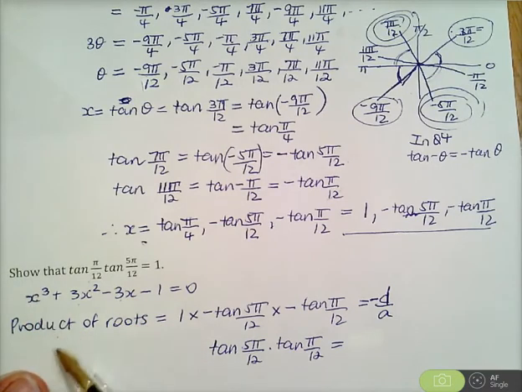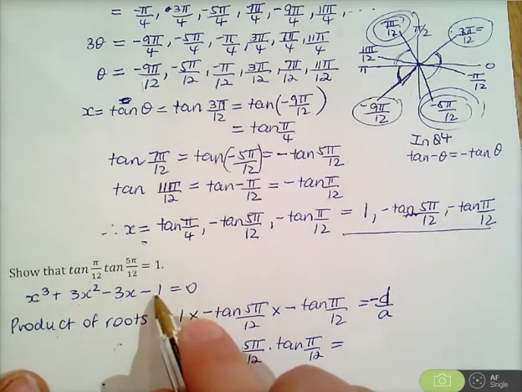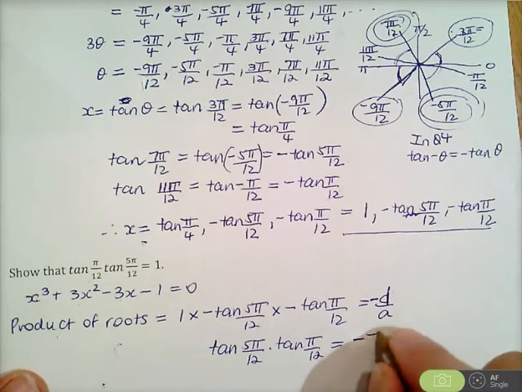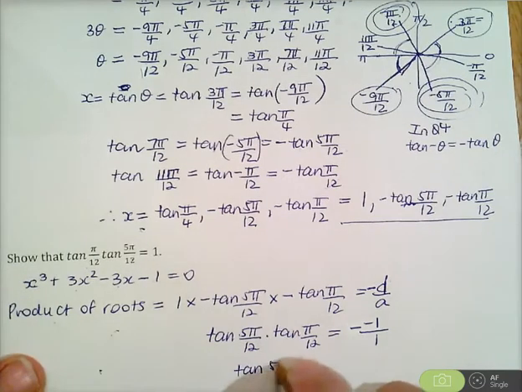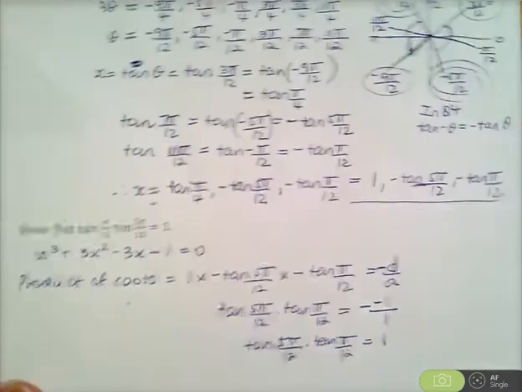So 1 at a time, sum of roots is minus B on A, product of roots 2 at a time is C on A, and 3 at a time, product of roots is minus D on A. So sorry for that. That's why I wasn't getting that result as well. So product of roots, that times that is minus D on A. In this case, D is negative 1, so it's minus negative 1 over A is 1. So therefore, tan of 5 pi on 12 times tan of pi on 12 is 1 on 1, which is 1, and therefore we've proven that result.